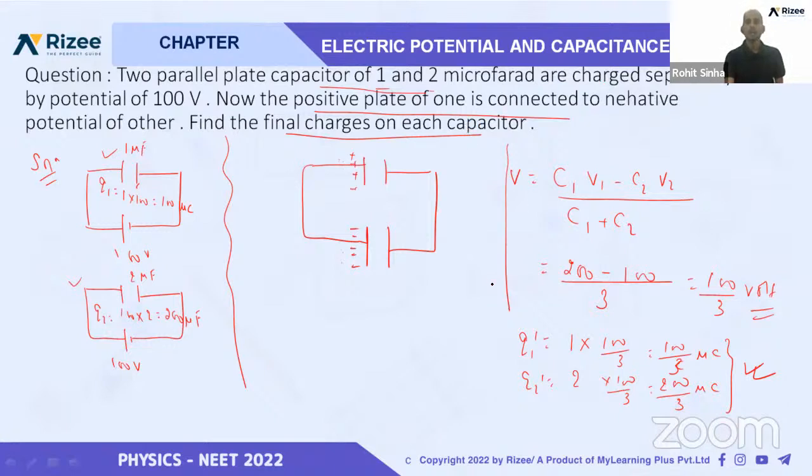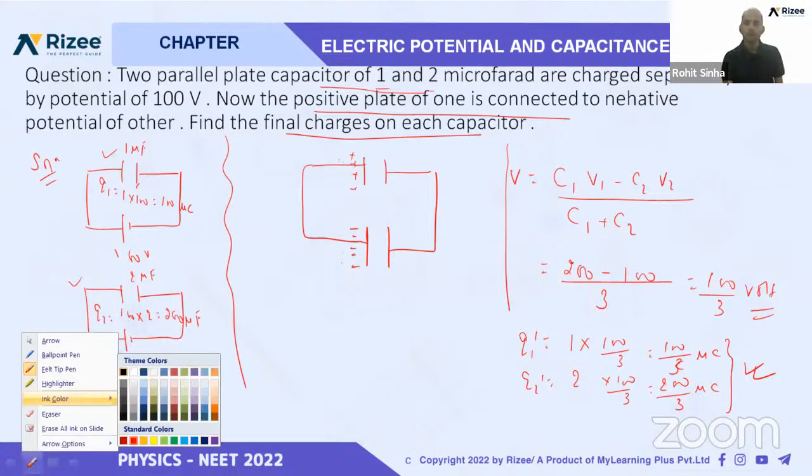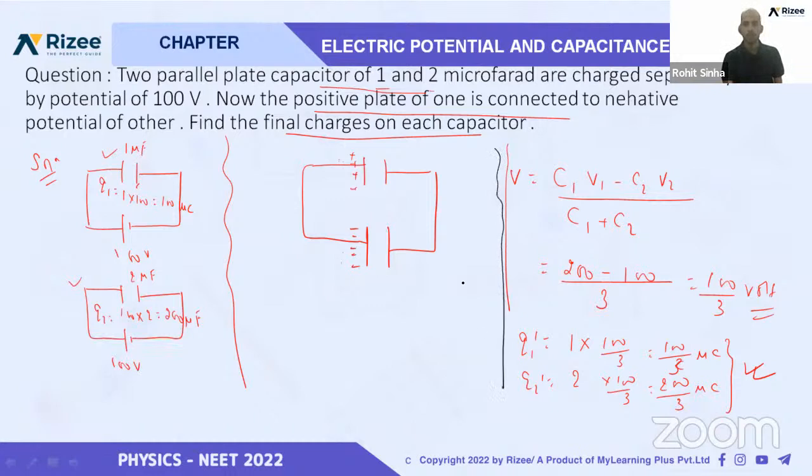And this is not the only method. We can solve it step by step also: initial charge is equal to final charge. We will get the same answer we got in our derivation. Only one thing we have to take care of: we have to take the mod of the charge, not bother which one is greater. Always take the mod: greater charge minus lower charge, that I have done, 200 minus 100. Now let's move further.